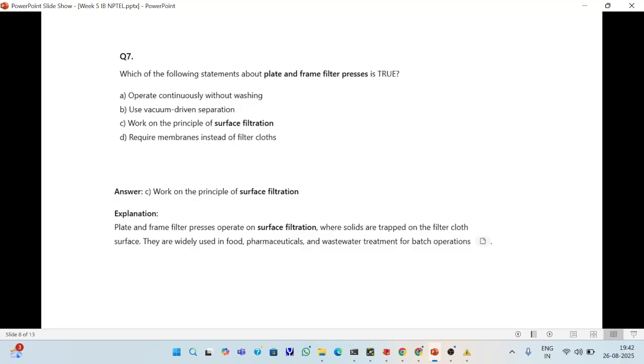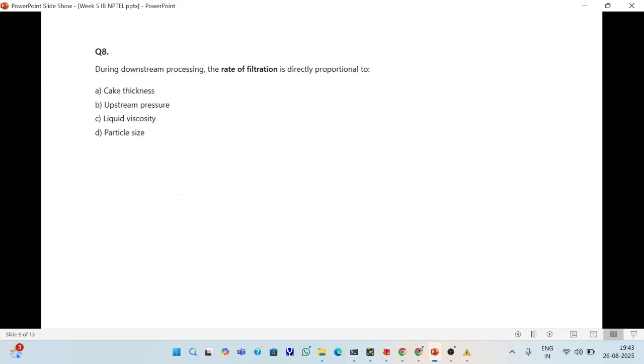So the plate and frame filter presses operate on surface filtration, so the filtration occurs on the surface. What happens is the solids get trapped on the filter cloth surface. So filter cloth is used, and the solids get trapped above the surface. They are widely used in food, pharmaceuticals, and wastewater treatment for batch operations. Okay. Moving on to the next question.